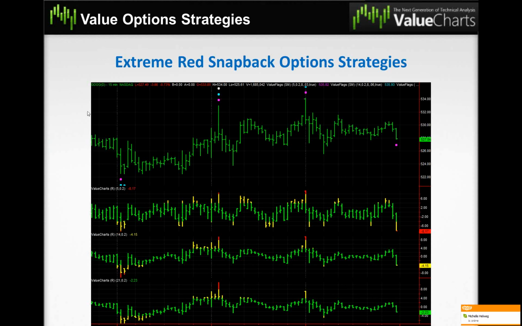Okay. Would you mind typing in an S if you can see the first slide of the PowerPoint? It should say Extreme Red Snapback Option Strategies. All right, we're doing a sound check and a visual check all in one here. So let's go ahead and dive right in then. We're already past the start.